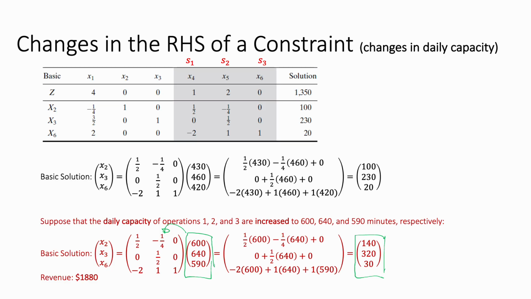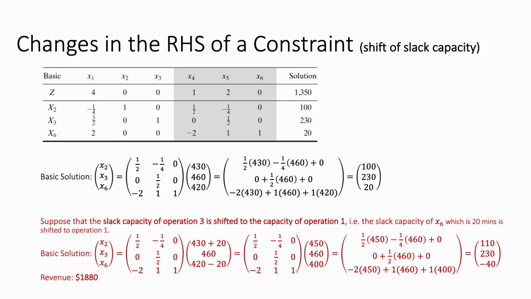And if you substitute this into the objective function, this gives you a revenue of 1,880. Now notice that in the original optimal solution, there is a slack of 20 minutes for operation 3. If this slack capacity is shifted from operation 3 to the capacity of operation 1, then we add 20 to operation 1 and subtract 20 from operation 3.